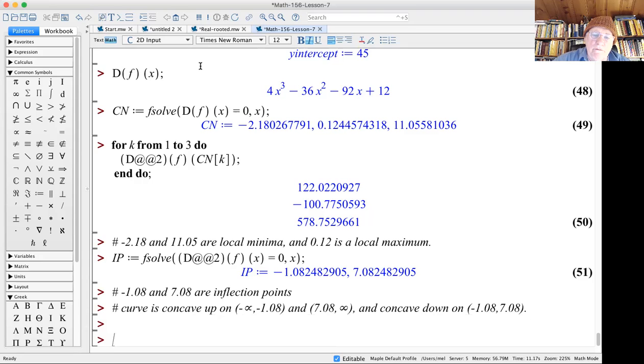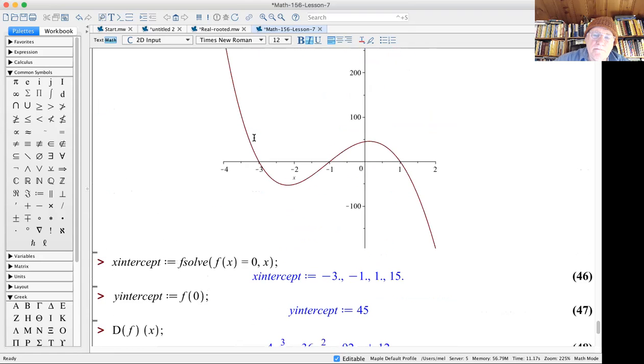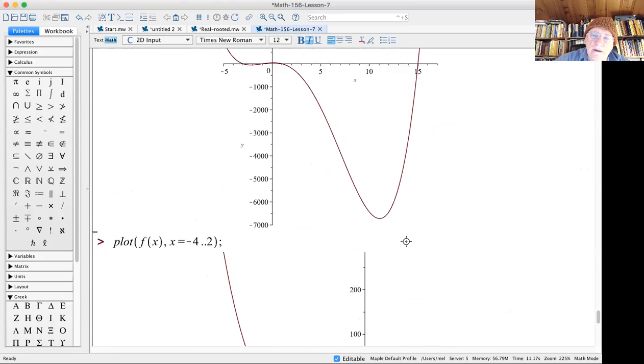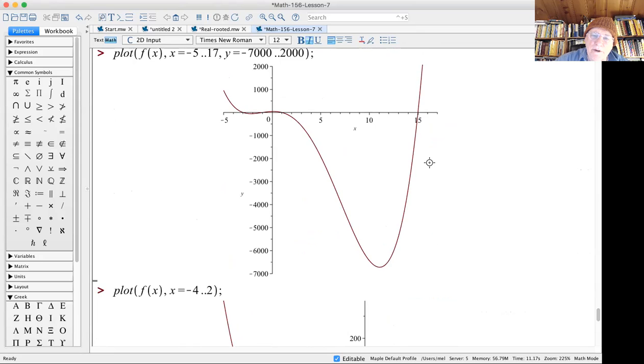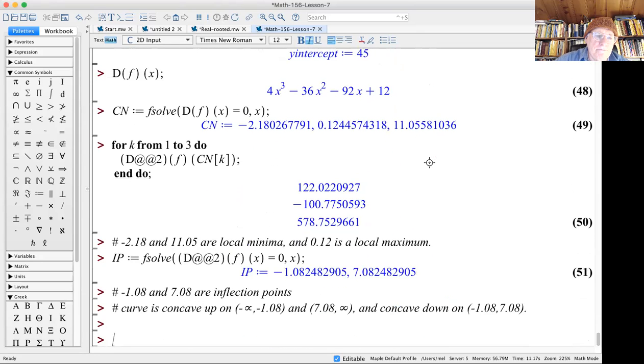And you can see all of this on the curve. Concave up, concave down, concave up again. Okay.